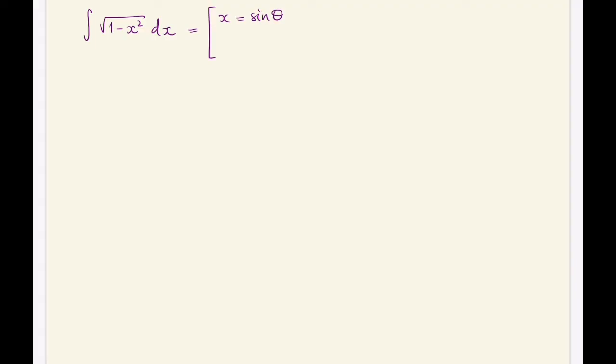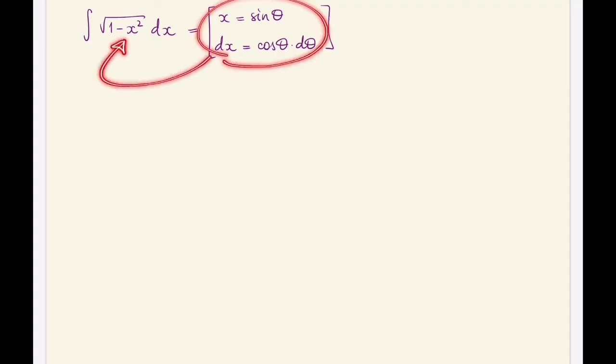actual simplifications. So within the normal substitution box, once I figure out what x is, I need to calculate dx, which in this case is going to be cosine theta d theta, and then I'm going to plug all of this information back into my integral.